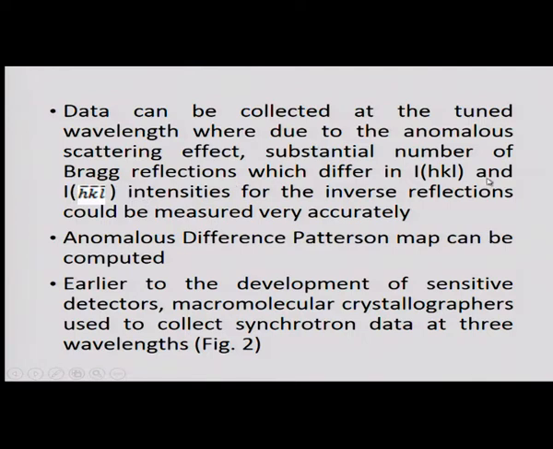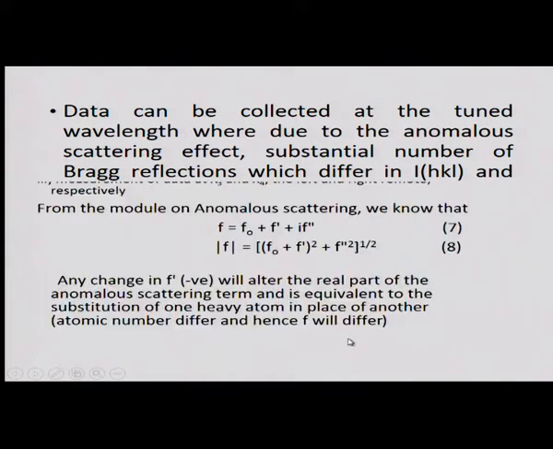So, now if you do a Patterson with this difference due to anomalous scattering, that is known as anomalous difference Patterson. So, this difference is caused because of this heavy atom. Therefore, this anomalous difference Patterson will get you the position of the heavy atom, which can be used to get the phases. Then we can straight away do the electron density calculation, assuming your initial phase is the heavy atom phase. So, this is what I am telling here again. Earlier to the development of sensitive detectors, macromolecular crystallographers used to collect synchrotron data at 3 wavelengths.